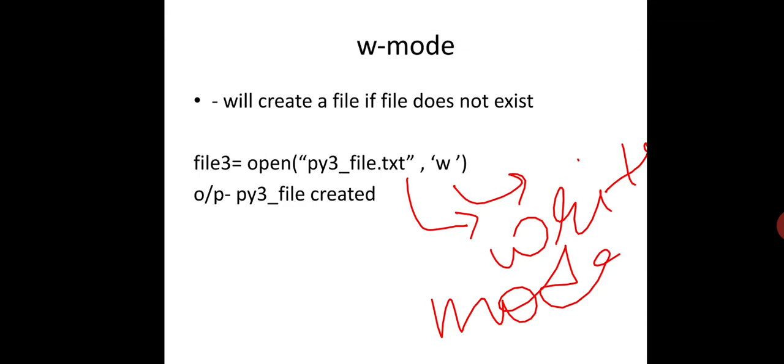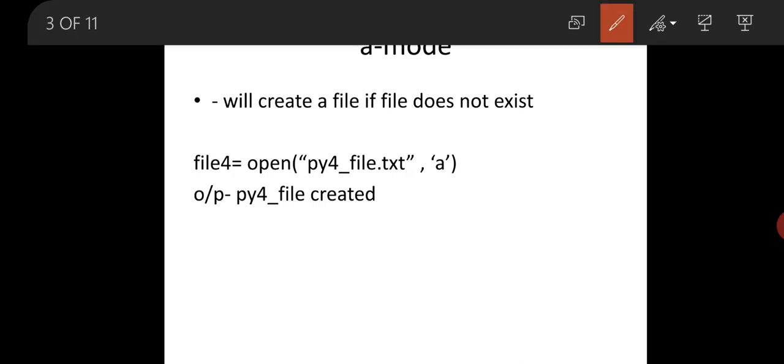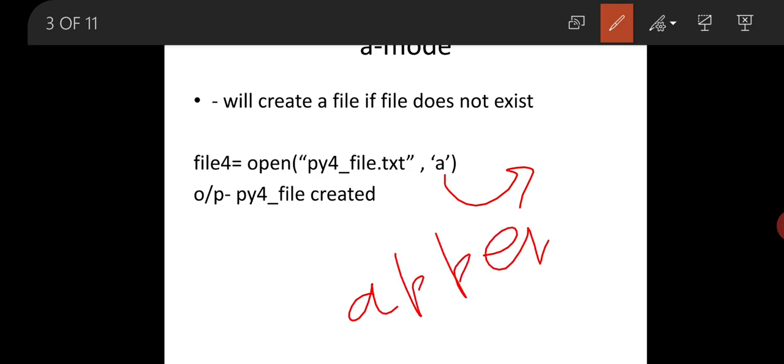Now we will see the next mode, which is A mode. A mode means append mode. A stands for append mode. Here append mode will create a file if the file does not exist. Suppose that the py4 file does not exist, then it will create it.